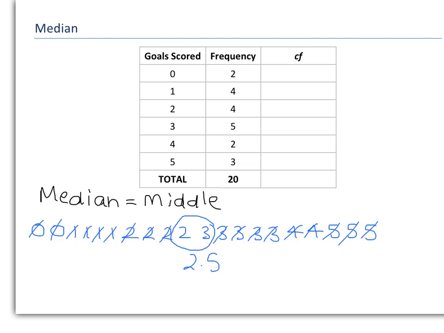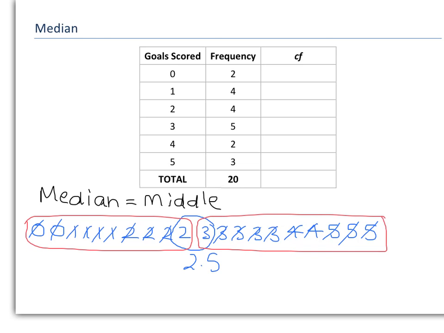But how do we find it in the table? Now we know we had 20 scores in total, and finding half of 20 is pretty easy. We get 10. We know this isn't the middle score as our answer should be 2.5, but what does this 10 tell us? Well, by halving the total number of scores that I have, I'm splitting my data into two groups. The first 10 scores occurring here, and the second 10 scores occurring here. So that 10 gives me my halfway point.